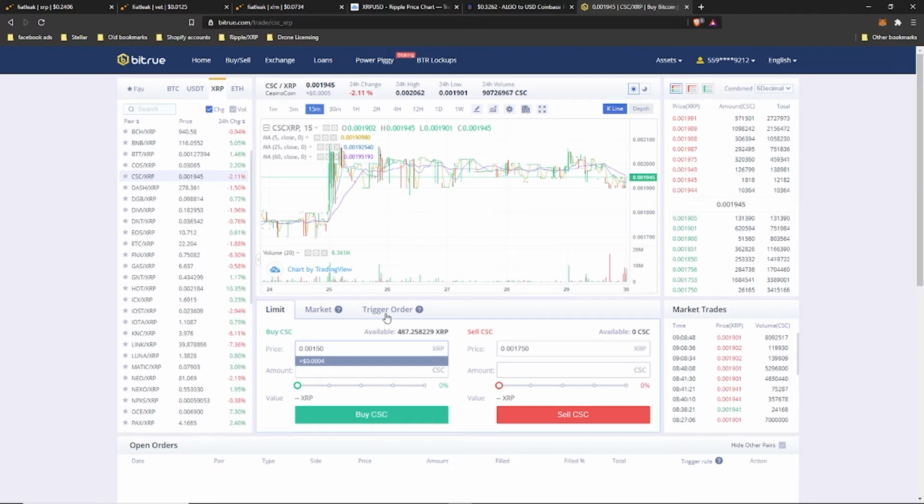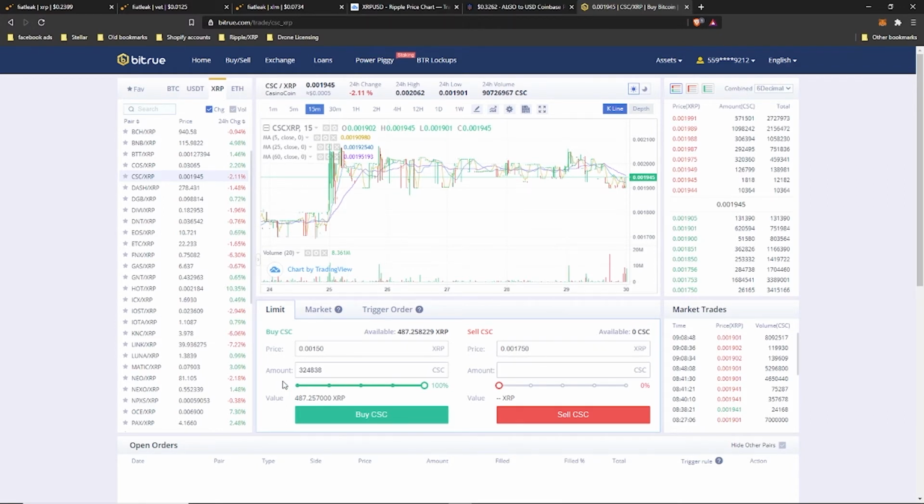So buy and sell. Trigger order. It'll be different in every exchange. They call it a trigger order, but we'll go over that some other time. It's a little bit more in depth. For this limit buy though, I'm going to do the 00150. That's the price of the drops in XRP, which will give me 324,000 coins.